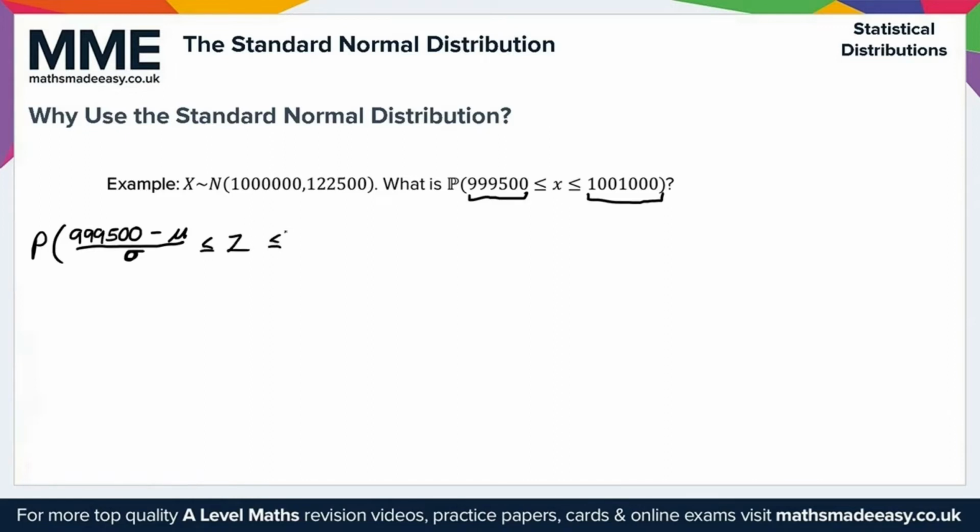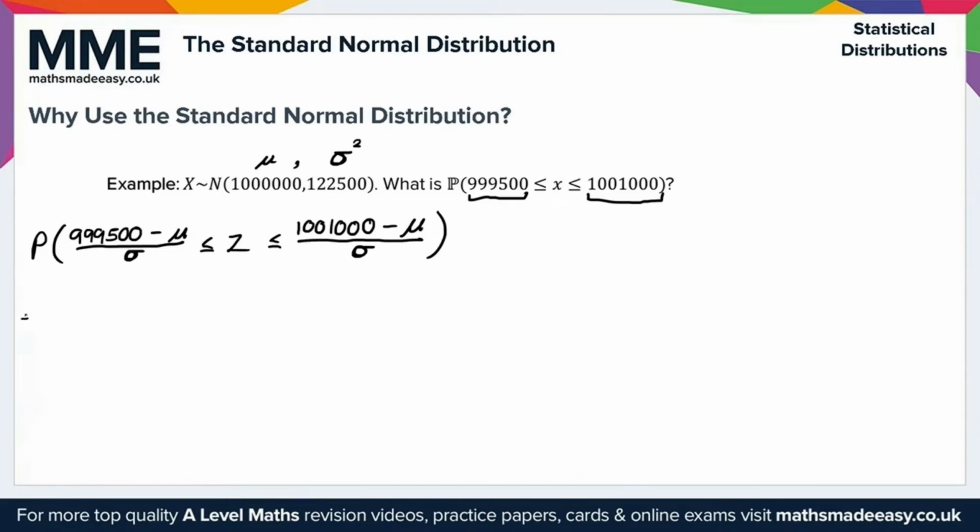So our upper bound then, this is going to be the upper bound value, 1,000,500 minus mu, and again we divide this by sigma. So here now, what we do is we simply substitute our values of mu and sigma into this probability here. And remember, from our normal distribution, this value here represents the parameter for mu, the mean, and this value here represents the parameter, the variance, which is sigma squared. So when we want to input sigma here, we need to square root this value.